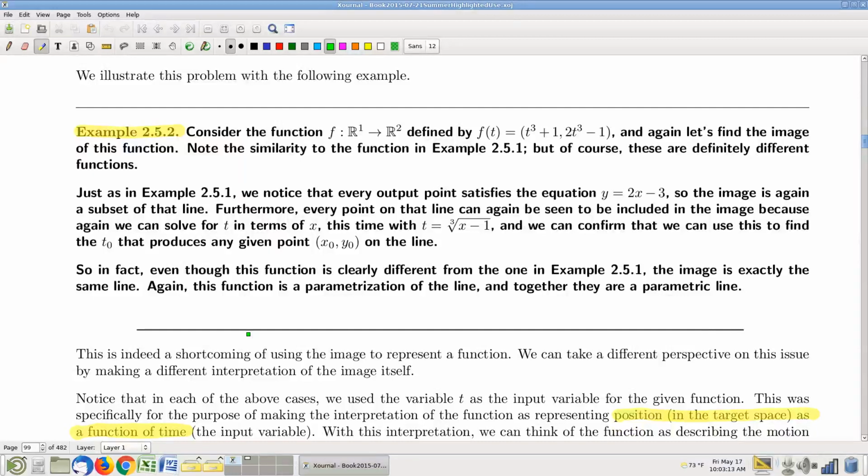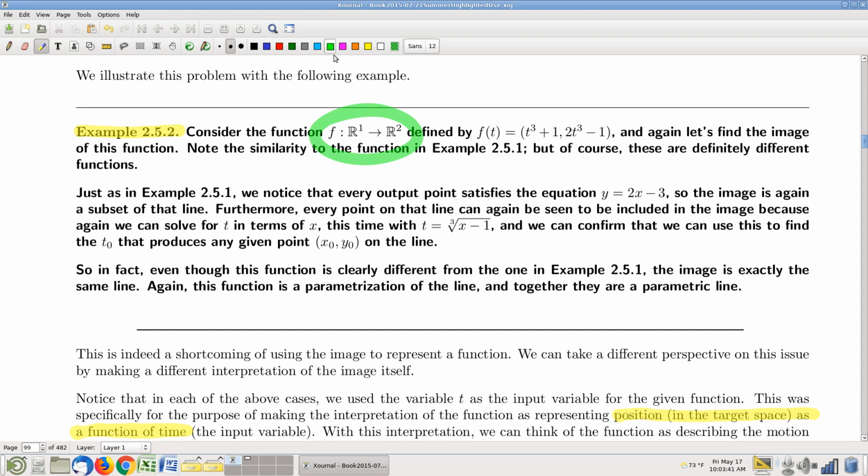So here's where we were last time. We were talking about parameterizations, and we looked at this one. Here's a function from R1 to R2. Because the domain is R1, it seems like the image, namely that which we are parameterizing with this function, should be a curve. Right? One-dimensional domain, we should have a one-dimensional image generically. Okay.